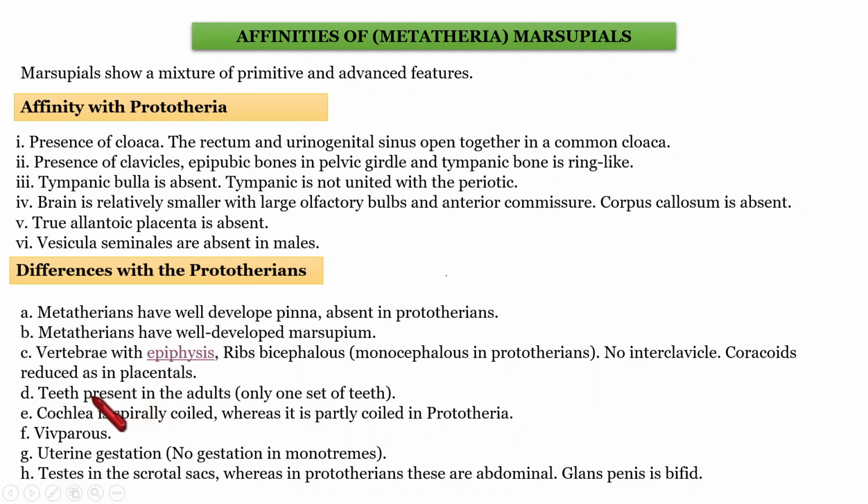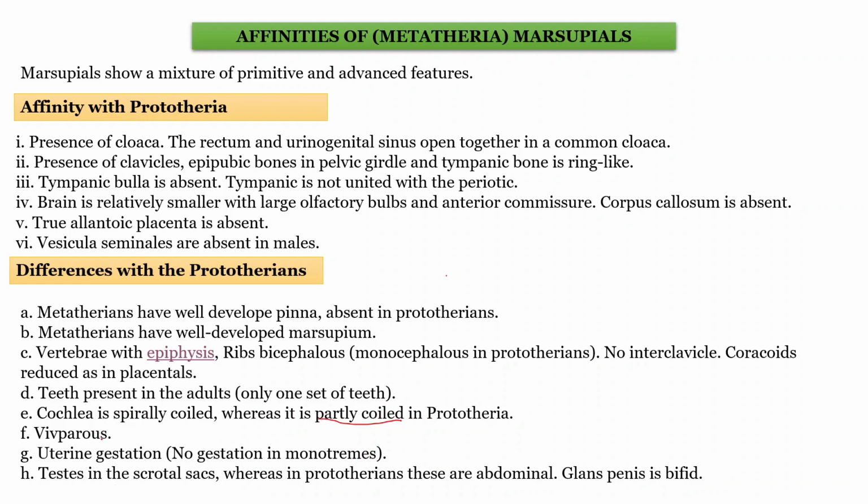Then regarding the teeth, all adults possess only one set of teeth. One set means that in the whole lifespan, there is only one set of teeth. That is a feature of metatheria that differs from prototherians. Cochlea, we know what cochlea is. It is spirally coiled, but in prototheria, it is partially coiled. Okay.